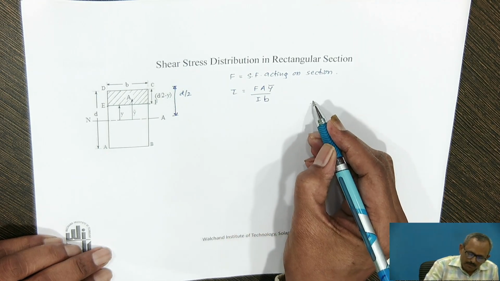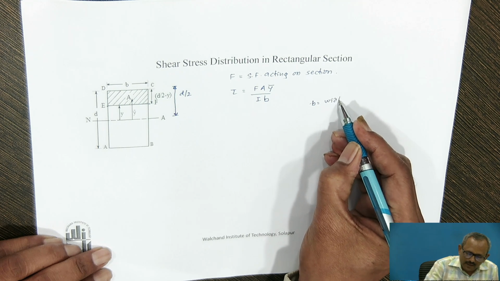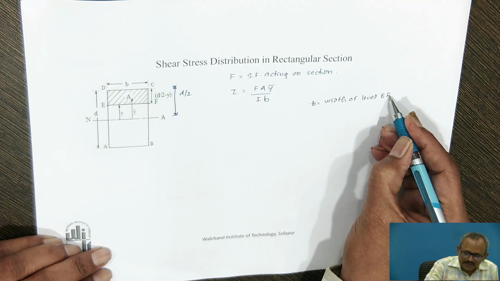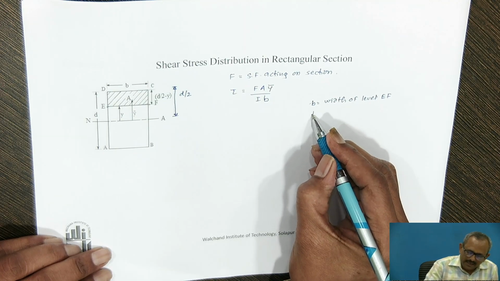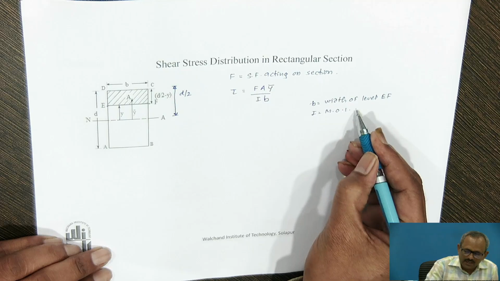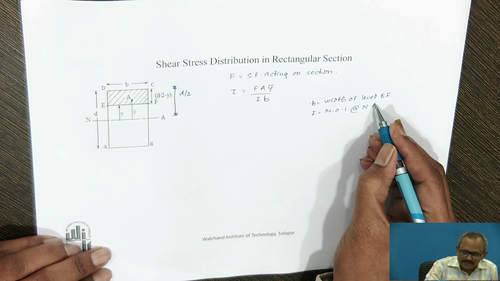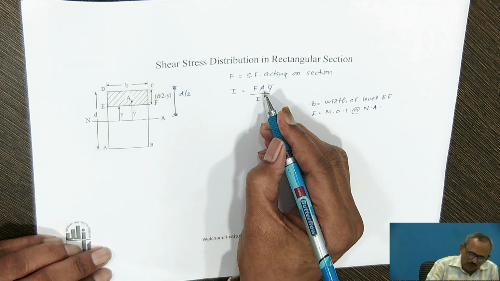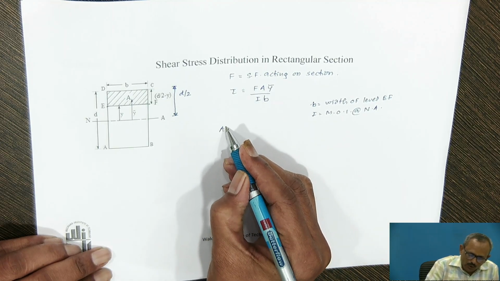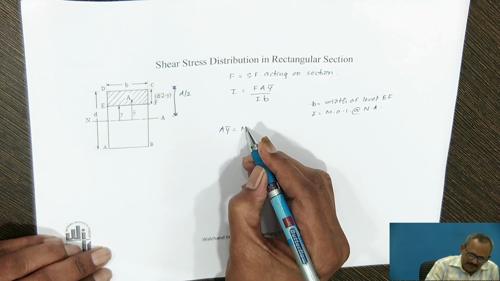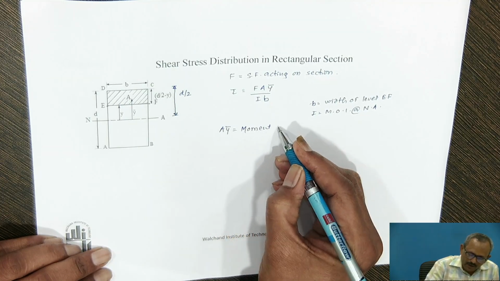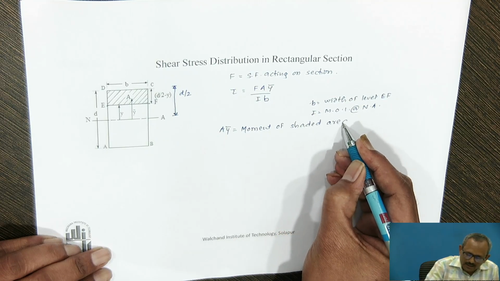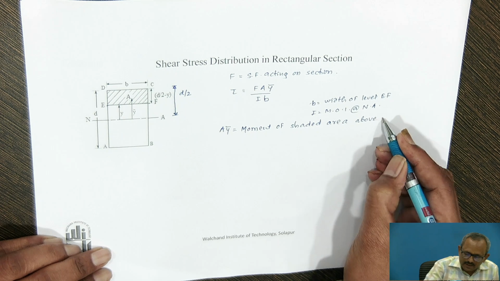So, B is the width of level EF at which we are determining the shear stress. I is the moment of inertia about the neutral axis, and F is the shear force acting on the section. So, let us calculate A into y bar. A into y bar is nothing but the moment of shaded area above level EF.